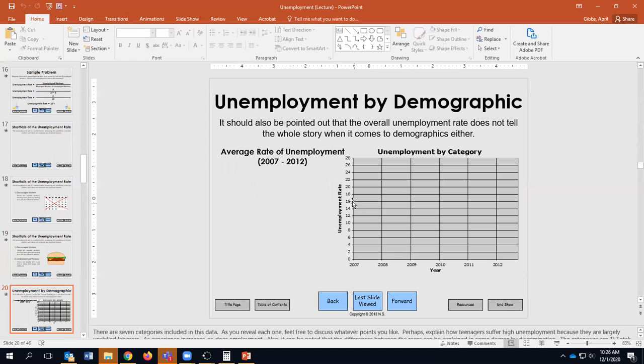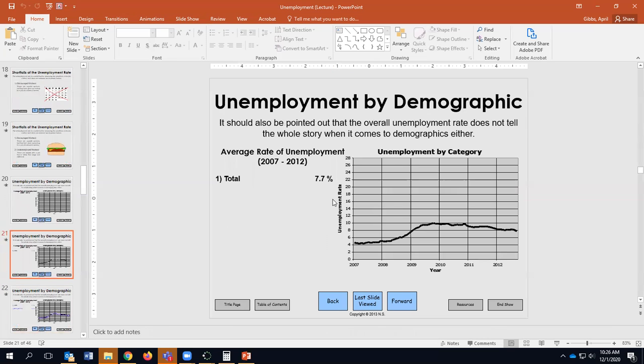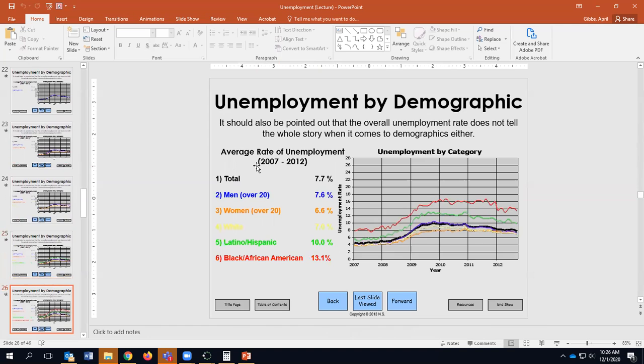It should also be pointed out that the overall unemployment rate does not tell the whole story when it comes to demographics either. Let me get all these up.